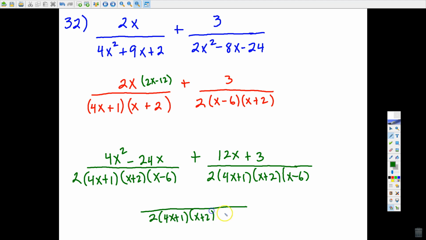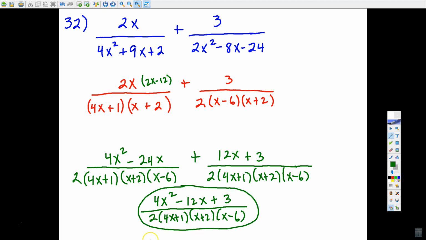x plus 2, x minus 6, and you can combine like terms. There's only one quadratic term. We do have a couple of linear terms. When we put those together, that's minus 12x, and then plus 3. Don't see any way to factor the numerator. So that ends up being our final answer for number 32.